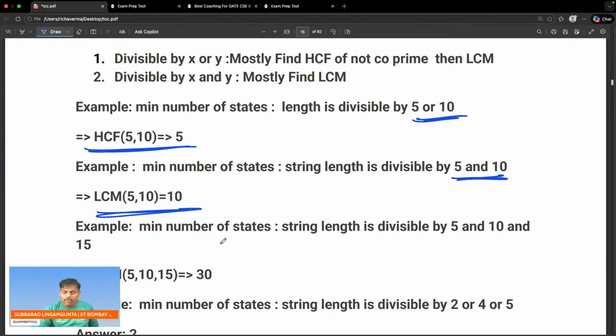Please be careful. Minimum number of states, string length divisible by 5 and 10 and 15. So you can go for a series kind of thing and try this also. Remember, it is the AND operator, all three should divide. Divisible by 5 also, 10 also, 15 also. So please find out. If you want, you can check. There is a series going on.